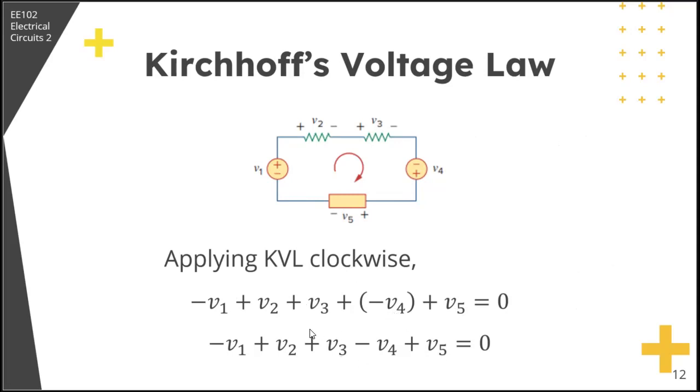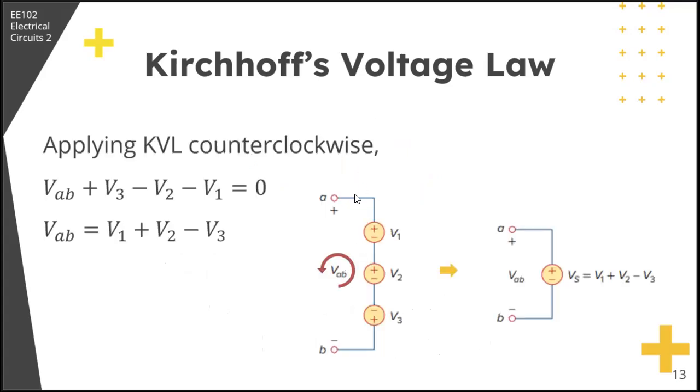So moving on, let's apply KVL. Now, let's look at KVL for these series voltage sources. Going counterclockwise, plus the positive terminal of VAB, so plus VAB plus V3 minus V2 minus V1. Rearranging, VAB is equal to V1 plus V2 minus V3.